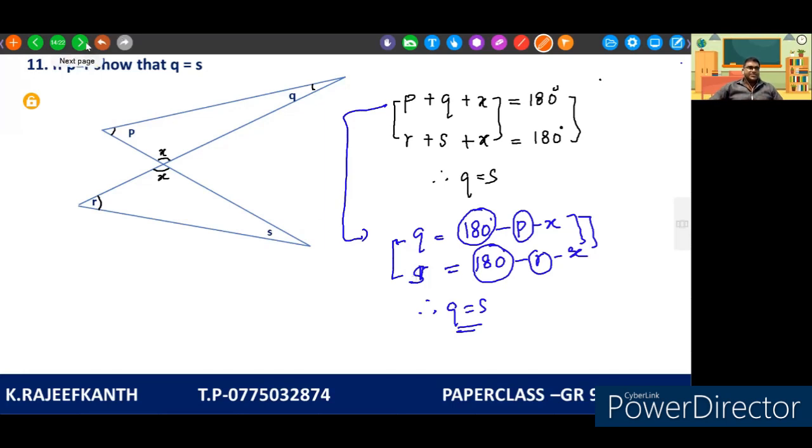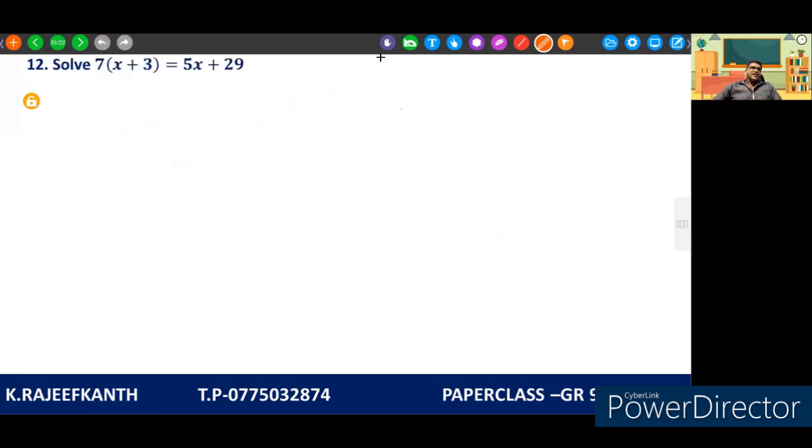Then question number 12. Solve 7 into x plus 3 is equal to 5x plus 29. So first we have to remove the bracket. 7 into x is equal to 7x, plus 7 into 3 is equal to 21, equals 5x plus 29.